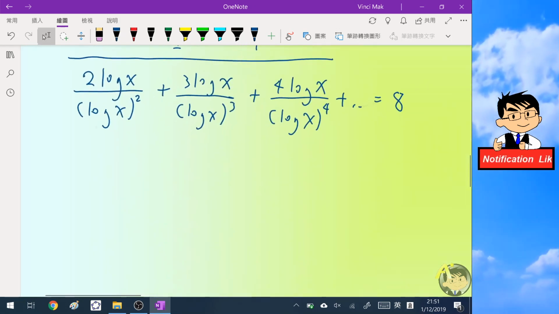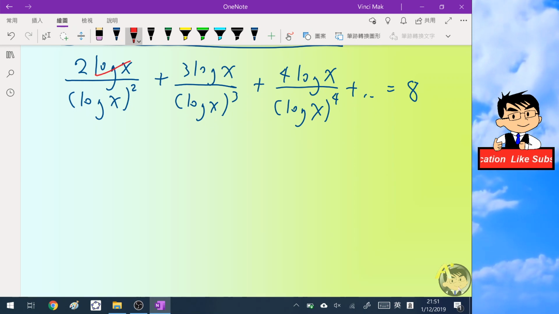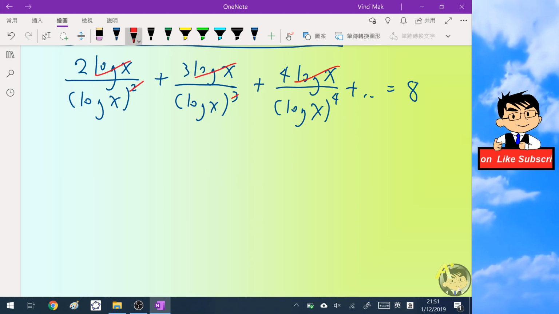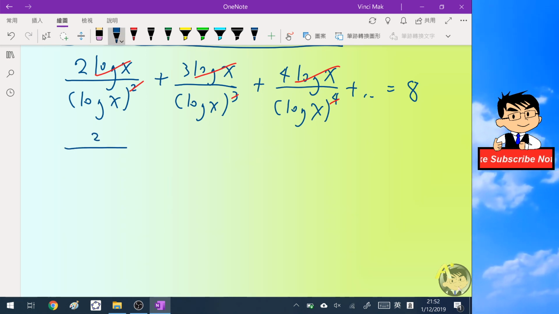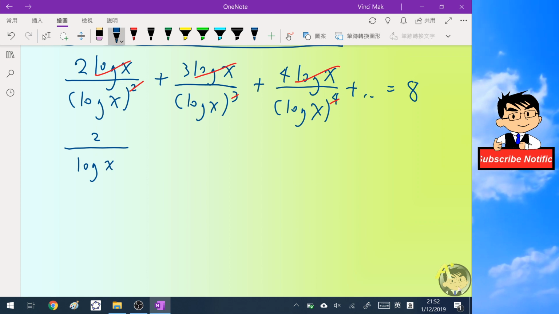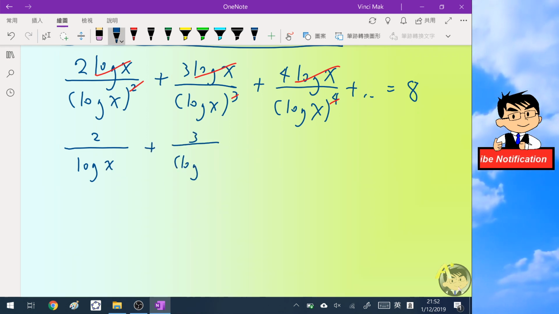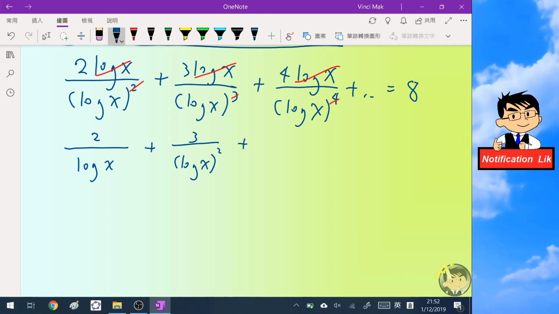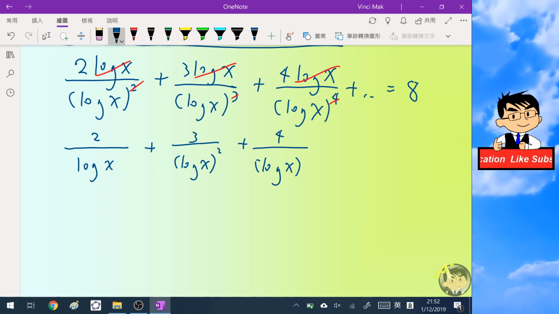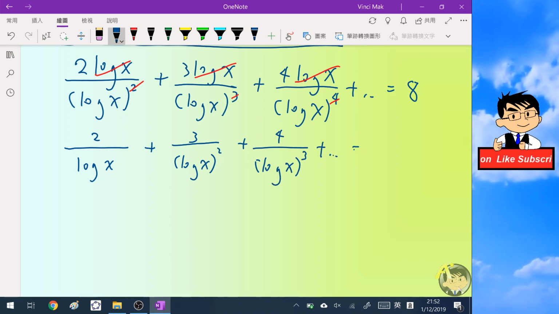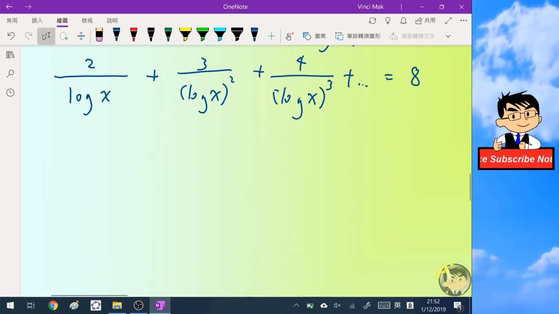So now we can cancel out a common factor here. We can cancel out, so the power of the denominator will reduce by 1. So the first one is 2 over log x, second one is 3 over log x whole square, and the third term is 4 over log x to the power of 3 plus ... and it's equal to 8. So how can we proceed?